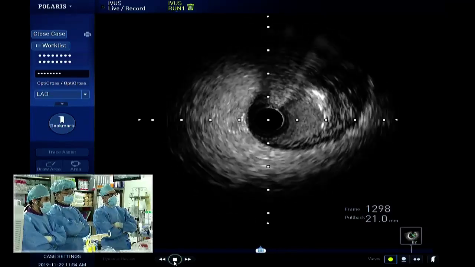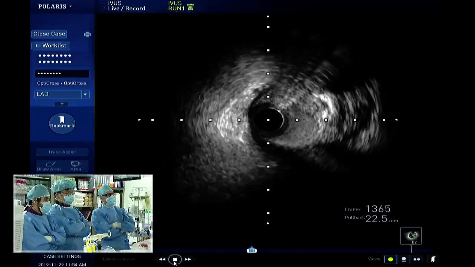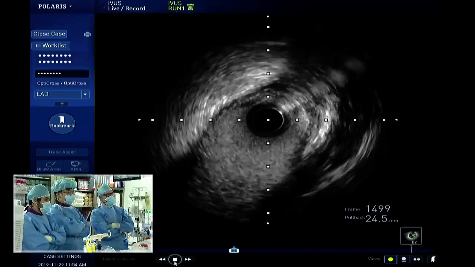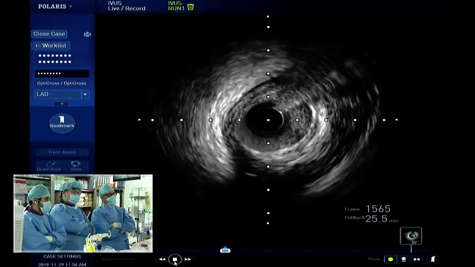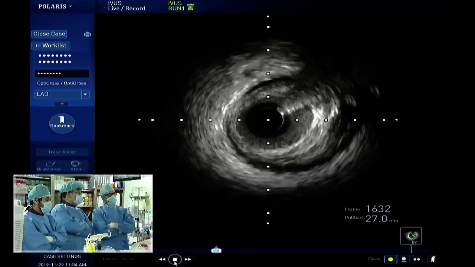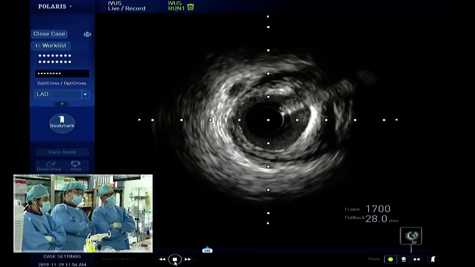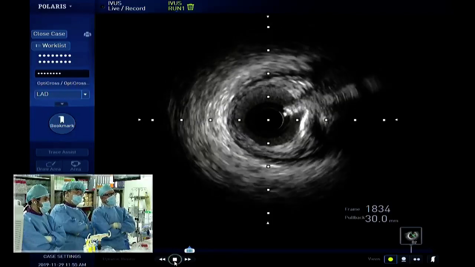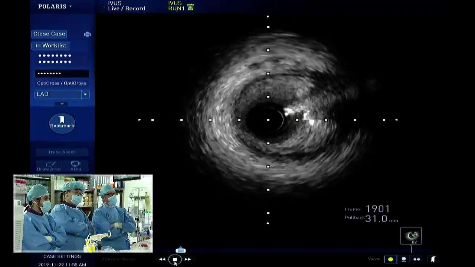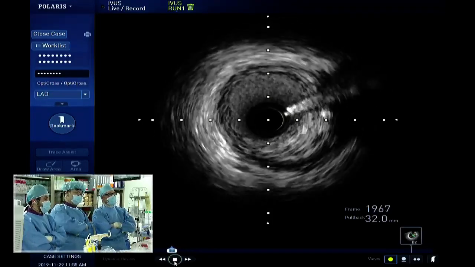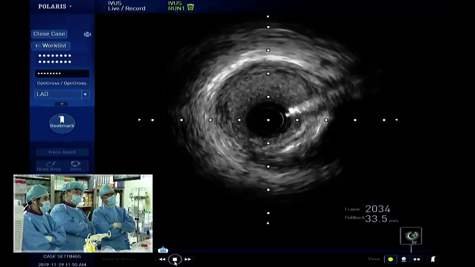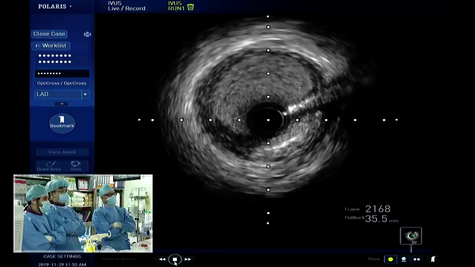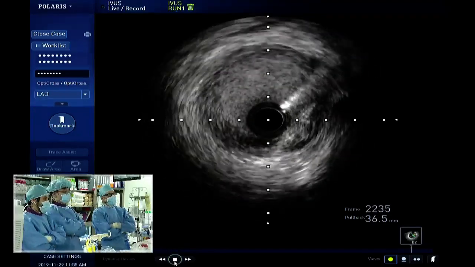And now we are close to the left main. You see the amount of plaque that we have at this level. Now we have a bifurcation with a circumflex and a large left main, which is about 4.5 millimeters. The ostium is not diseased, so you will see it very closely. See the amount of plaque that we have. And proximally, we have a nice left main with very little disease. It's very large.